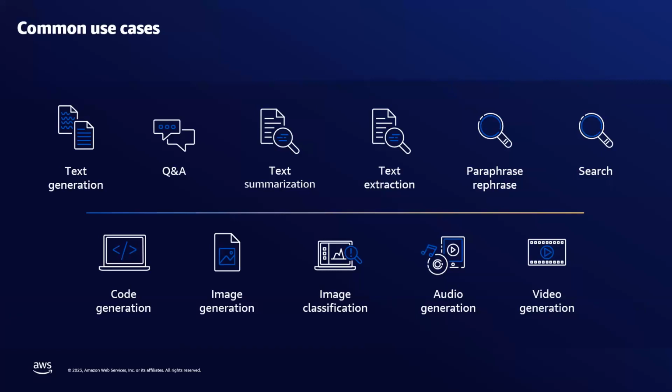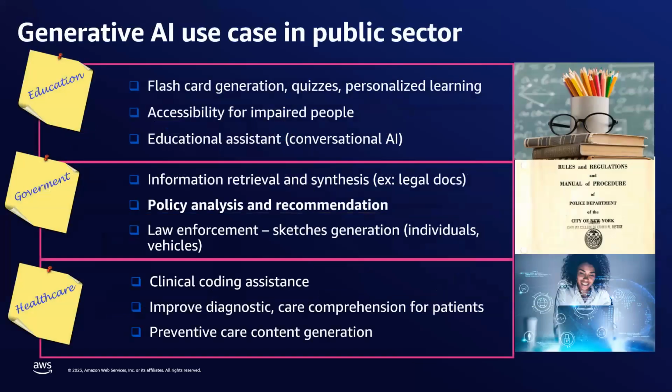Text extraction is one of them. I'm actually going to show you an example of Q&A today. Paraphrasing and rephrasing, we're going to show you how you can use generative AI to do that as well. Code generation, image generation, a lot of these. We are working very closely with our customers. And when we talk about our customers in the public sector, especially in education, we've seen some use cases around flashcard generation and accessibility.